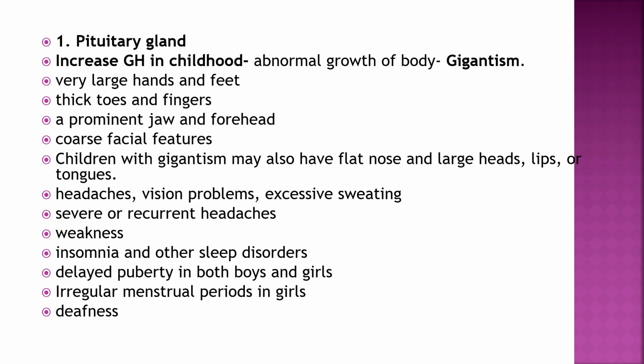Increased growth hormone in childhood causes abnormal growth of the body, called giantism. In that, the person will have very large hands and feet, thick toes and fingers, a prominent jaw and forehead, coarse facial features. Children with giantism may also have a flat nose and large head, lips and tongue. Headaches, vision problems and excessive sweating occur, along with severe and recurrent headaches, weakness, insomnia and other sleep disorders. There will be delayed puberty in both boys and girls, irregular menstrual periods in girls, and maybe deafness as well.